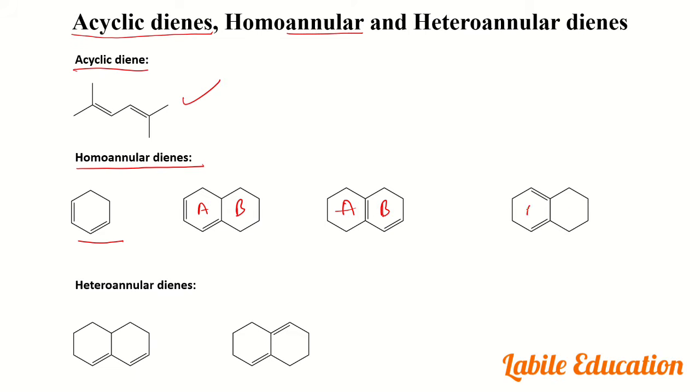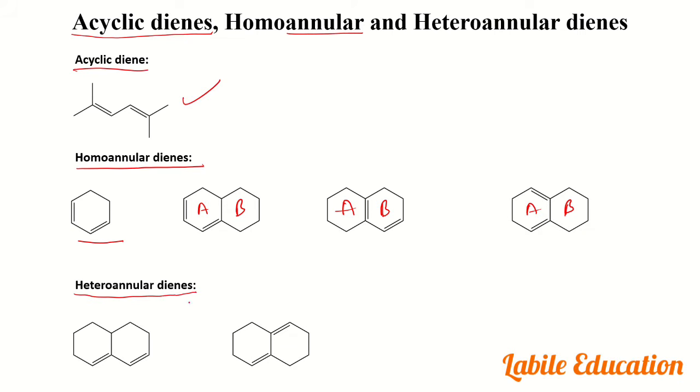And suppose it is like this. Here there are two double bonds which form a homoannular diene because they are part of one ring. Although these carbons are part of the second ring, the diene system is part of one ring. So these are homoannular dienes. We can identify them.